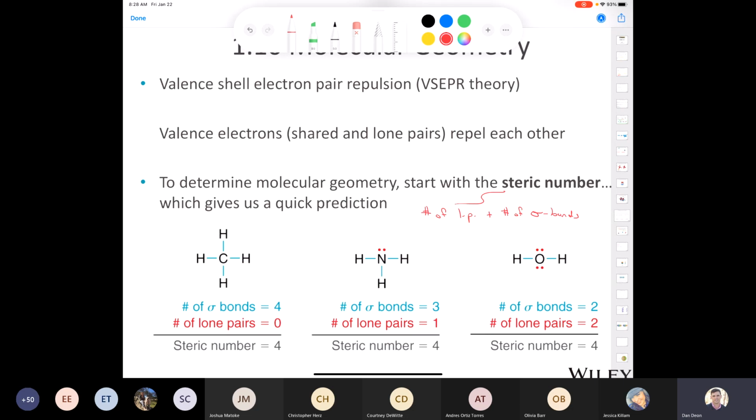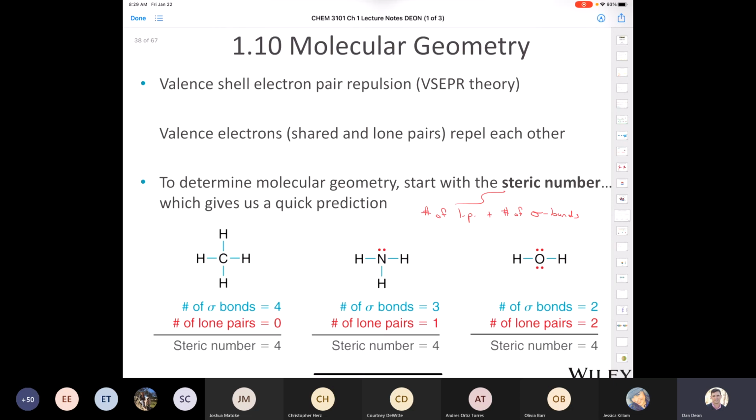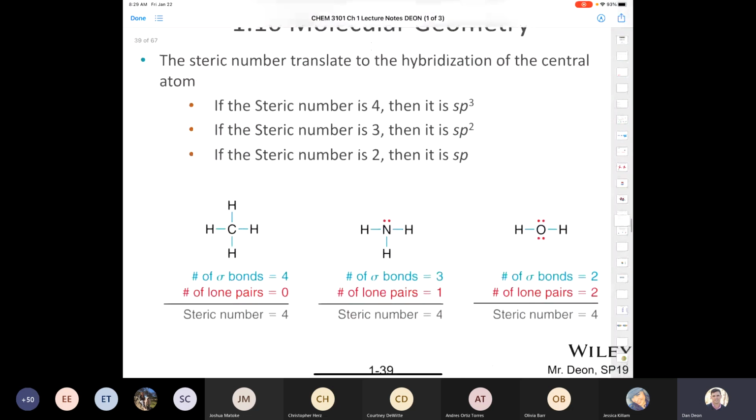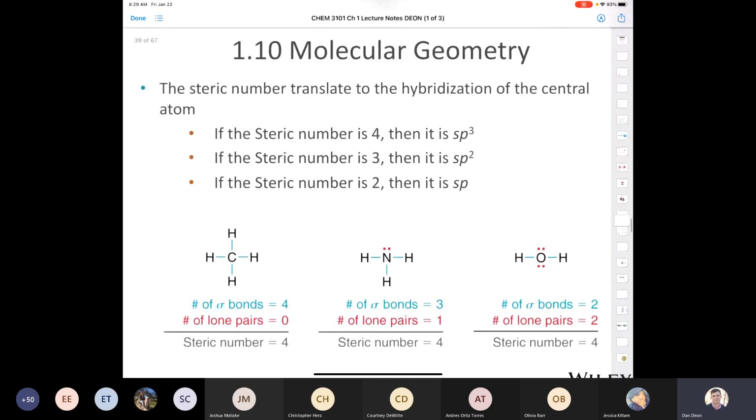We tally those up. If you look at the carbon in methane, the nitrogen in ammonia, or the oxygen in water, you can see that they have different numbers of sigma bonds and lone pairs, but they all have the same steric number. So that tells you that all of these bonds and lone pairs are always going to adopt a tetrahedral arrangement, because when we have 4 pairs of electrons, the farthest they can get away from each other is a tetrahedral arrangement.